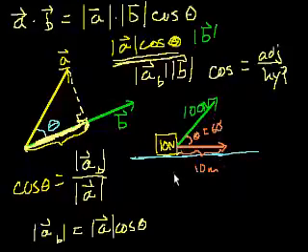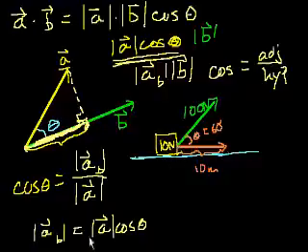Well, work is force times the distance, but not just the total force, the magnitude of the force in the direction of the distance. So what's the magnitude of the force in the direction of the distance? It would be the horizontal component of this force vector, right? So it would be 100 newtons times the cosine of 60 degrees, and it would tell you how much of that 100 newtons goes to the right.